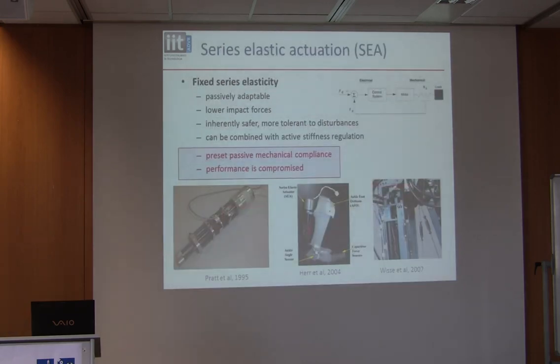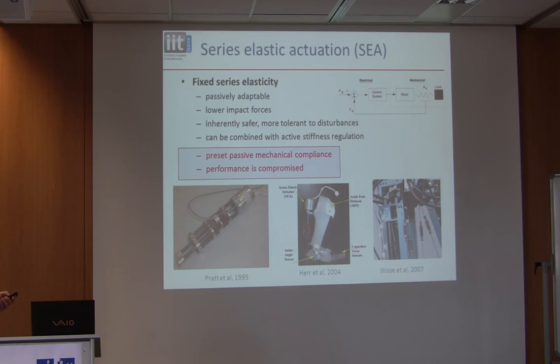So let me introduce now the first compliant transmissions. They existed even before the introduction of the series elastic actuator, a principle introduced by Pratt in 1995. But prior to this time, compliance was considered a bad thing to have in the robot. This was because, as I said before, you lose accuracy, you lose repeatability, and the robot cannot perform the traditional tasks executed within industrial environments.